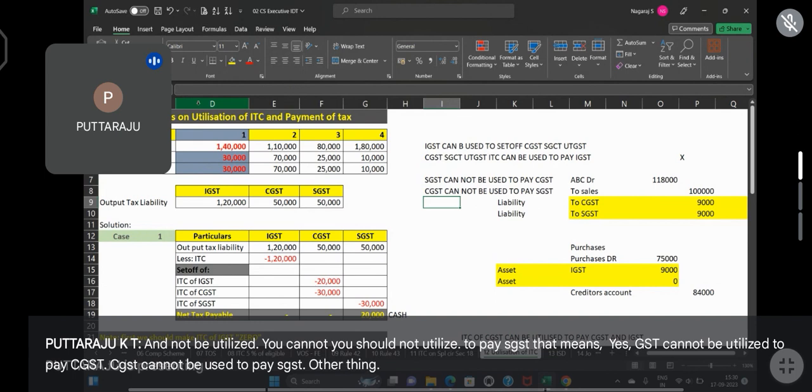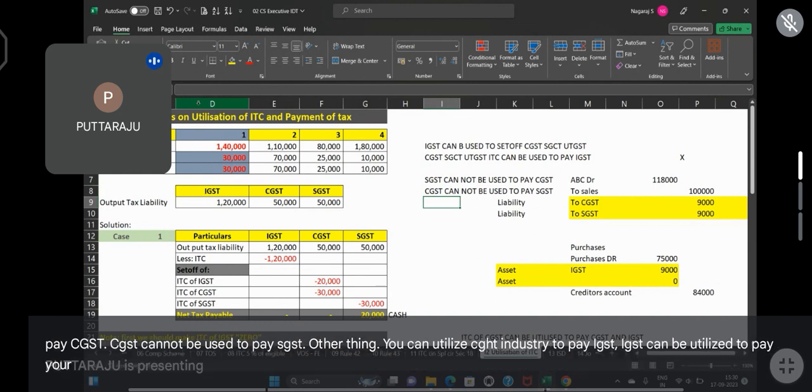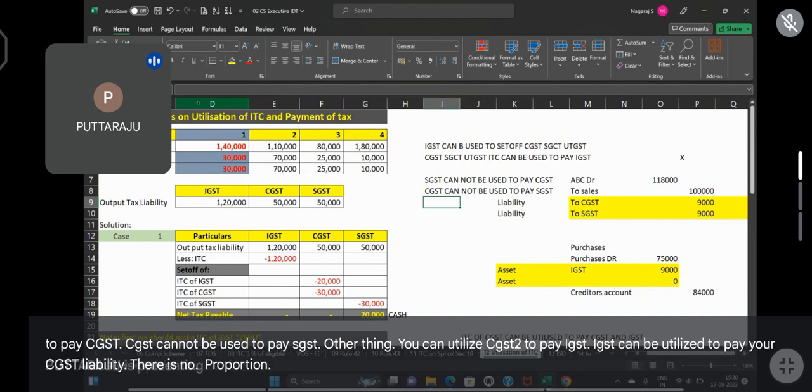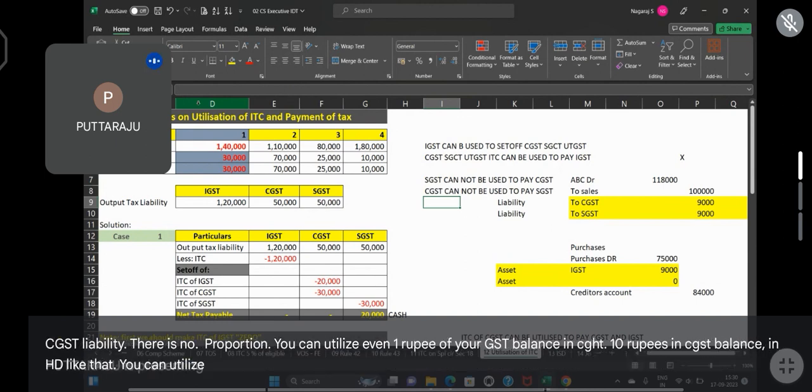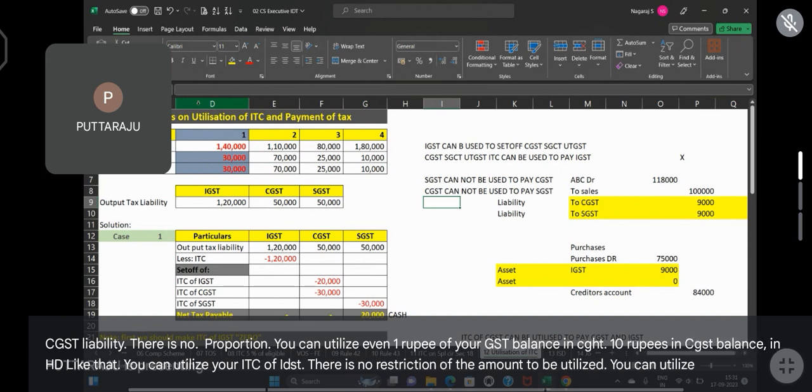The other thing, you can utilize CGST and SGST to pay IGST. IGST can be utilized to pay your CGST, SGST liability. There is no proportion. You can utilize even 1 rupee of SGST, balance in CGST. 10 rupees in CGST, balance in SGST. Like that, you can utilize your ITC of IGST. There is no restriction on the amount to be utilized. You can utilize any amount.